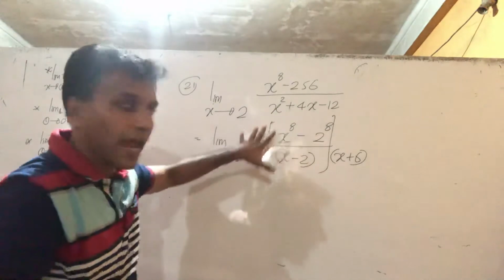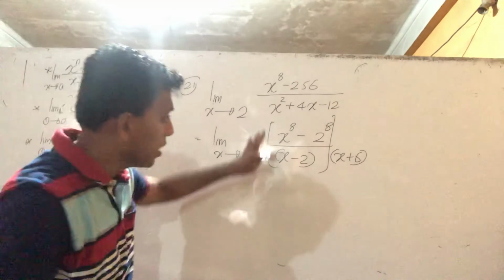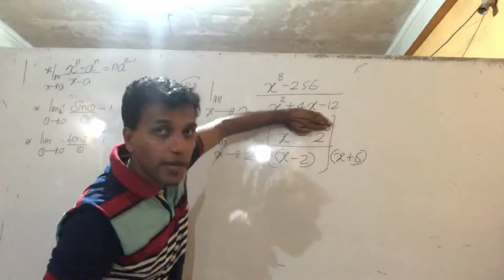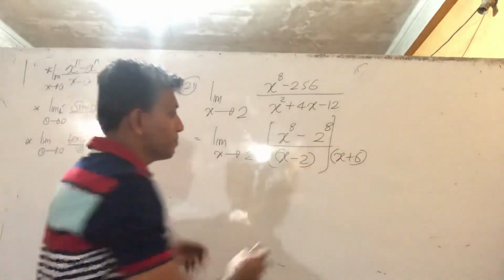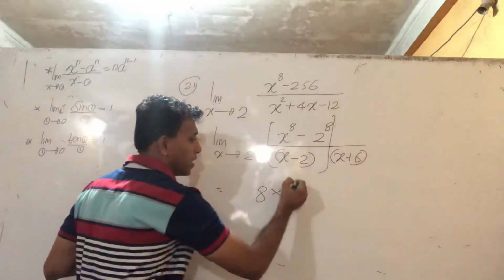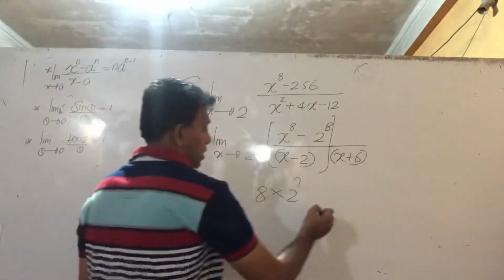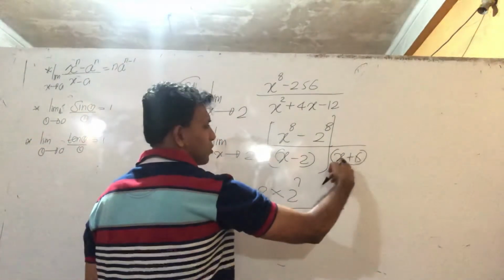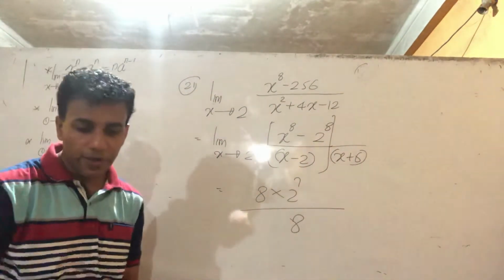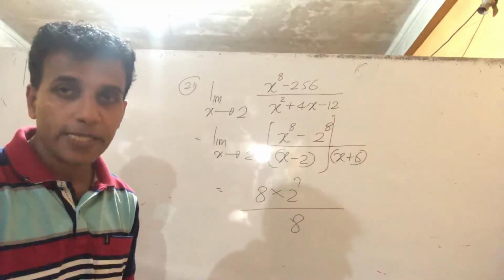This is a rule. For this we have the standard form of the power rule of the limit: x to the power n minus a to the power n over x minus a equals n a to the power n minus 1. So here n is 8, giving 8 times 2 to the power 7, and the denominator is x plus 6, put x as 2, which is 8. So 8 cancels, and 2 to the power 7 is 128.